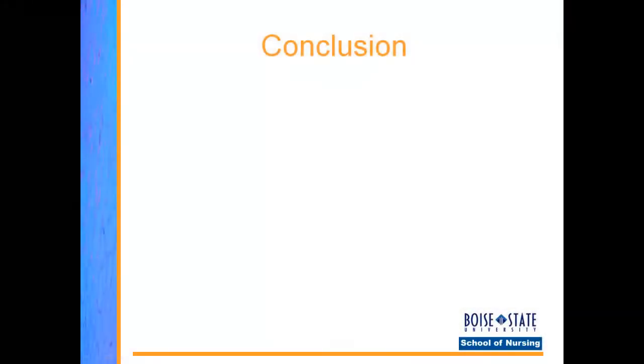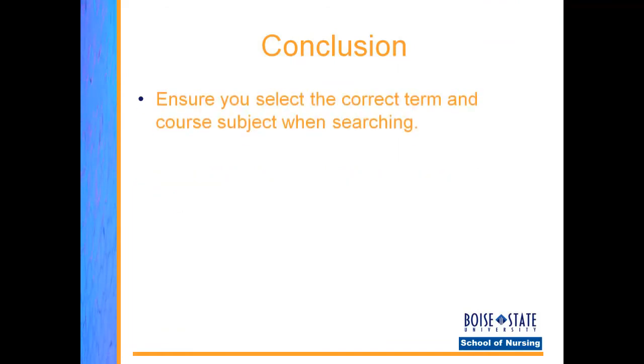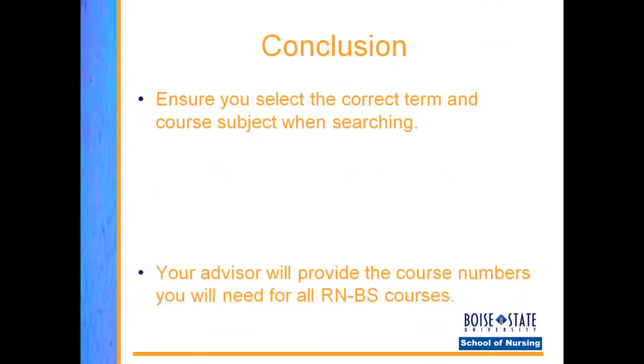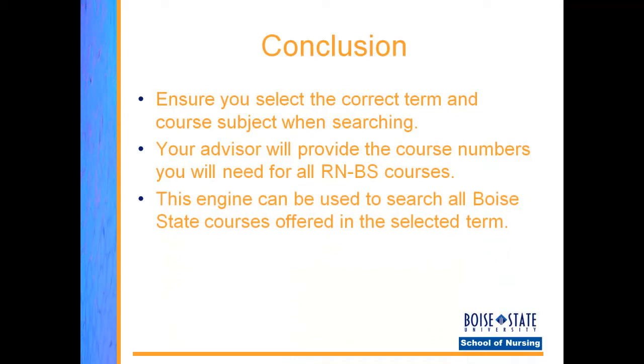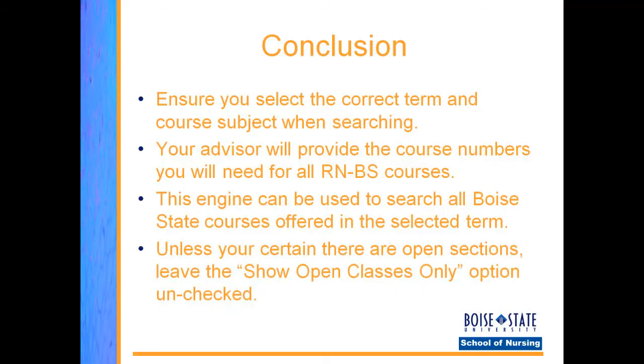To conclude Part 3, first of all, ensure you select the correct term and course subject when searching. Second, your advisor will provide the course numbers you will need for all RNBS courses. Third, this engine can be used to search all Boise State courses offered in the selected term. And lastly, unless you're certain there are open sections, leave the Show Open Classes Only option unchecked.